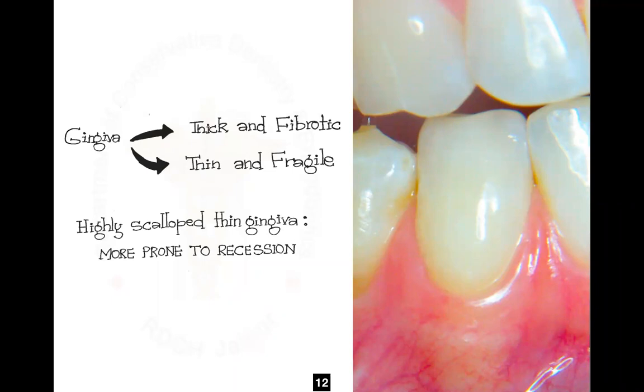Okay. So the thicker one, how do you know if it is thick or not? The thickness of this gingiva has to be either 2 mm or more than 2 mm, right? And if it is considered to be thin, it has to be less than 1 mm thickness, right? So what is the crux of the slide? It is that highly scalloped thin gingiva are more prone to recession.